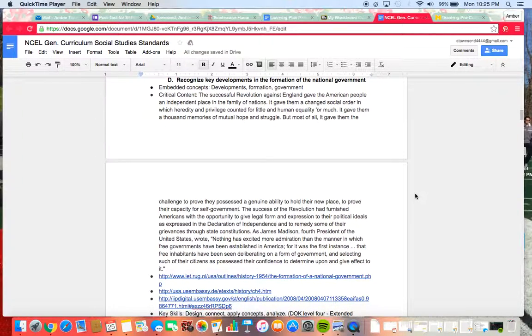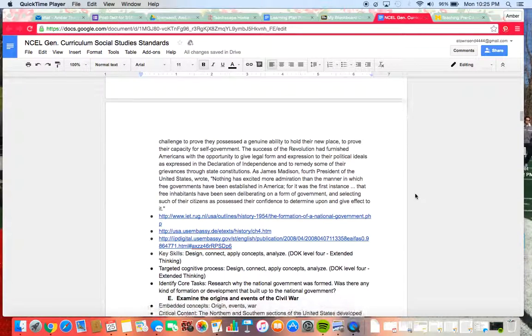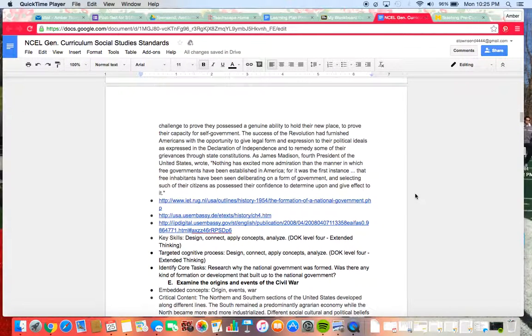The next one says to recognize key developments in the formation of the national government. And I took from that we need to research why the national government was formed. Was there any kind of formation or development that built up to the national government?